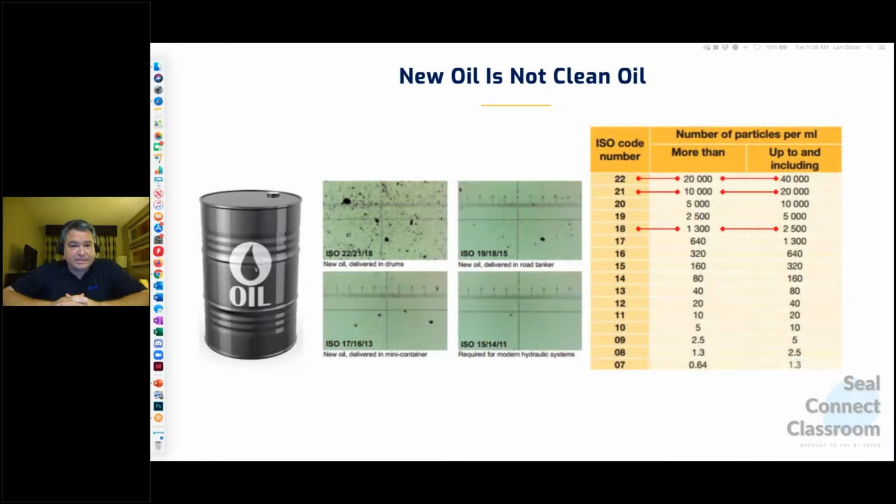And then if it's in a sealed mini container, those are typically filled into those containers through filtration and polished up all the way down to even a 17, which can be as low as 640 total particles. So that's a lot. It's still not where we need to be with a 15, but you can see that new oil is certainly not clean oil. It's not intended to be, and it can be, but there's a lot of money that goes into buying pre-filtered oil, and it's just easy enough to do it ourselves.